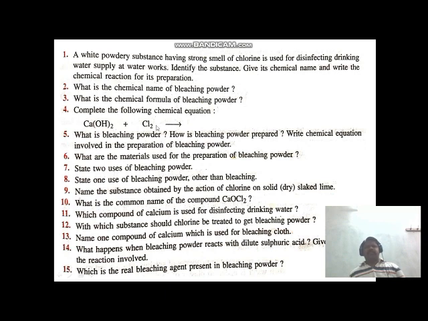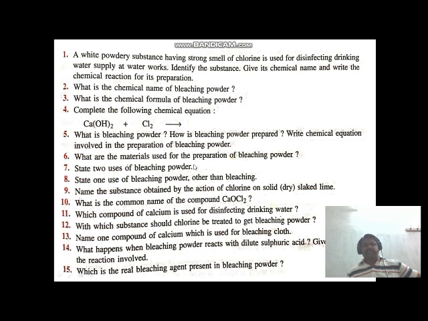And here, what is bleaching powder? Bleaching powder is not a Pond's powder. What is bleaching powder? That means you have to write the properties or uses of bleaching powder. How is bleaching powder prepared? What is the chemical equation involved in the preparation of bleaching powder? What are the materials used for the preparation of bleaching powder?